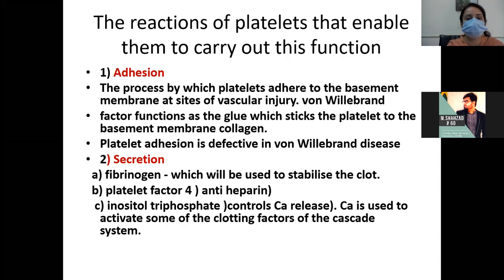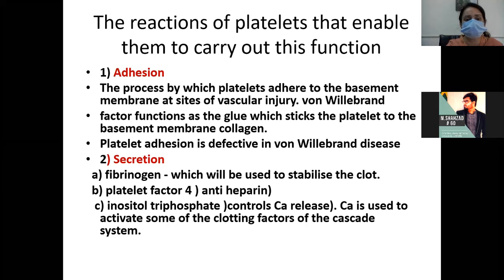Number one is adhesion. Adhesion is the process by which platelets adhere to the basement membrane at sites of vascular injury. Von Willebrand factor functions as a glue which sticks a platelet to the basement membrane collagen. So platelet adhesion is defective if there is a deficiency of von Willebrand factor. In von Willebrand disease, the platelets can't adhere.